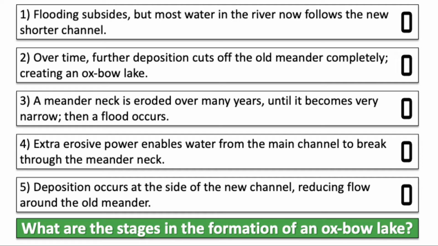A meander neck is eroded over many years until it becomes very narrow and then a flood occurs. Extra erosive power enables water from the main channel to break through the meander neck, and deposition occurs at the side of the new channel, reducing flow around the old meander.